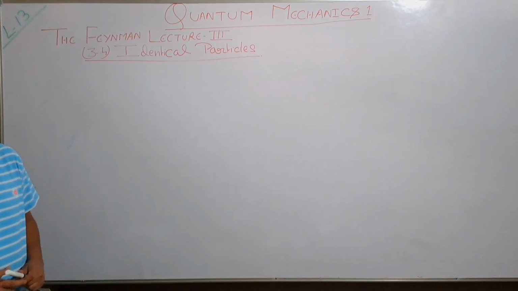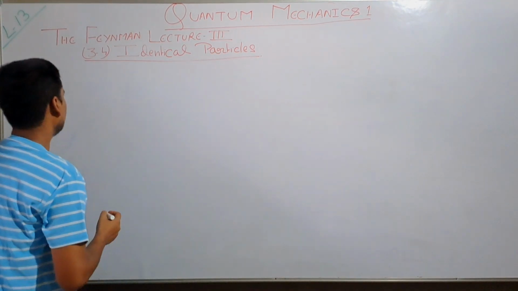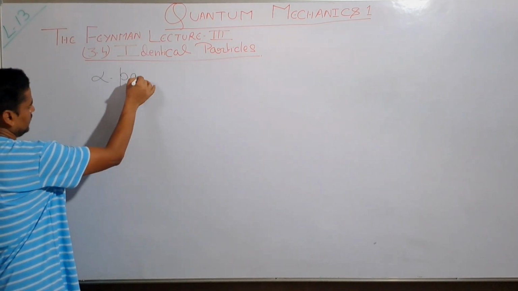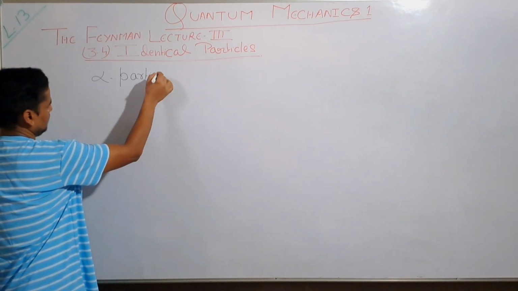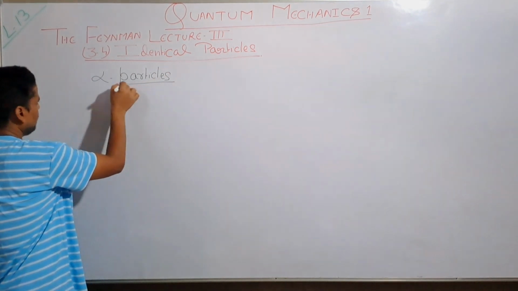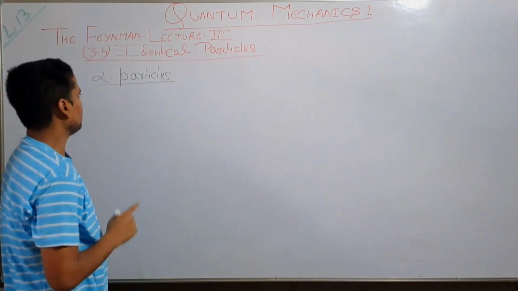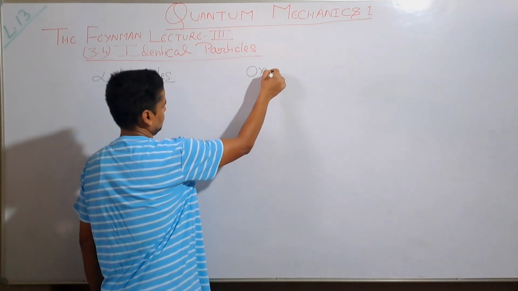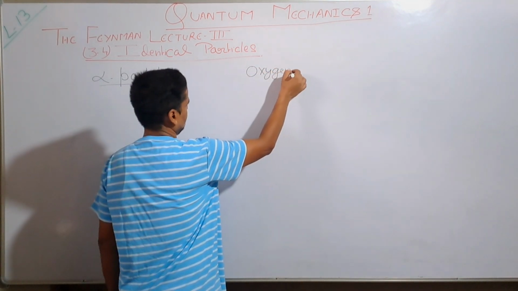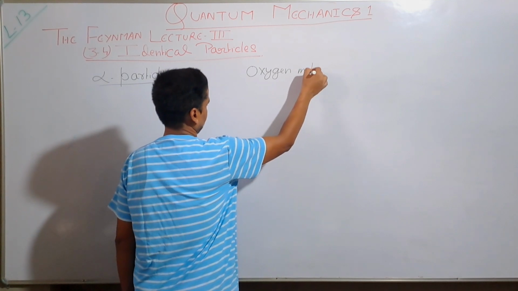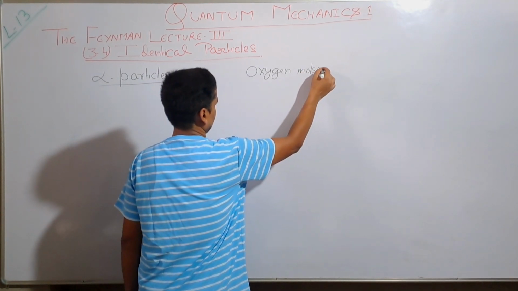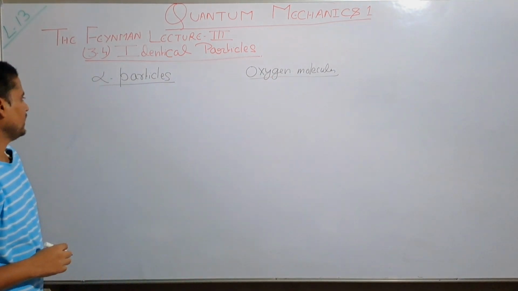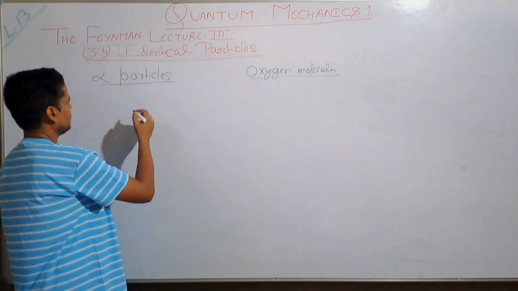Suppose we are conducting an experiment. In this experiment there are alpha particles, and we are using alpha particles to bombard oxygen molecules. In that kind of event there is interference of amplitude.